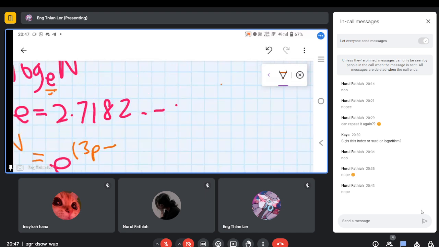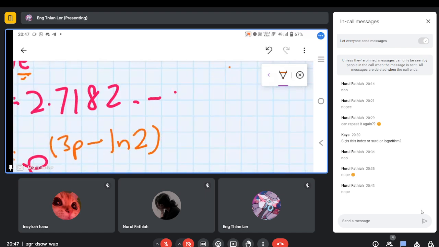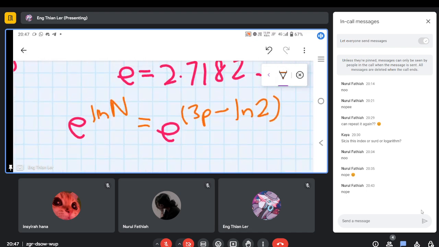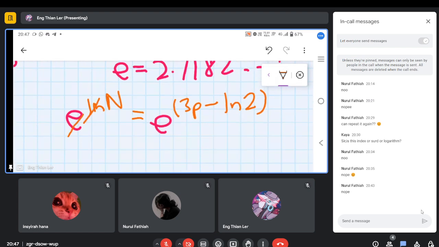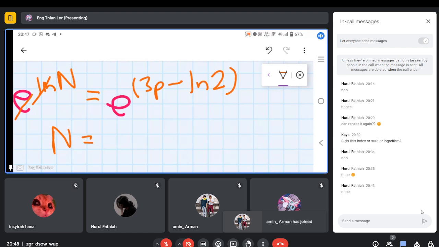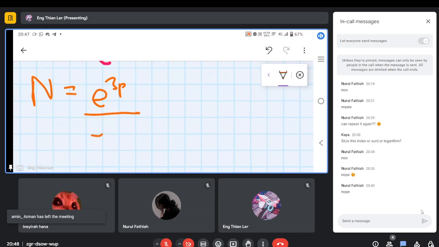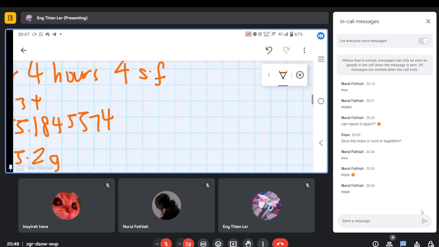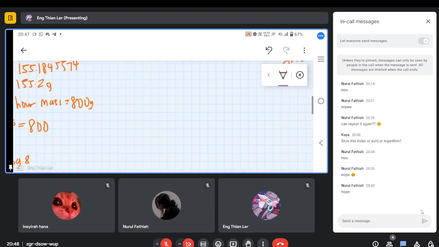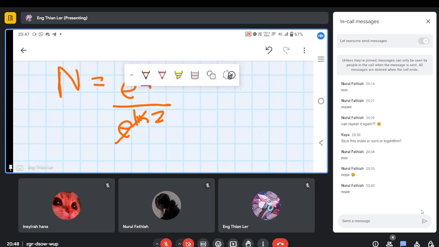3p minus ln2. So you can see from here, this cancels and becomes n already, and e to the power of 3p, that we can write as e to the power of 3p divided by e to the power of ln2. Again, the e and ln cancel.